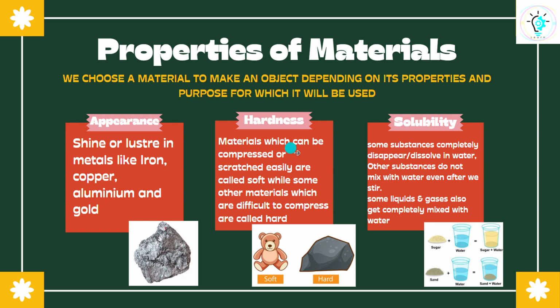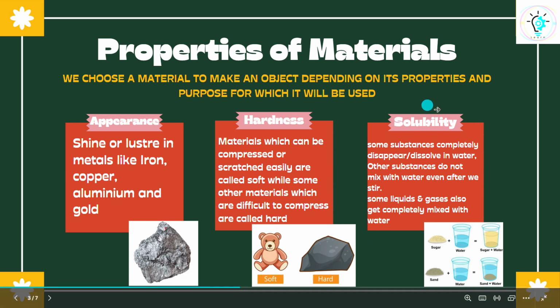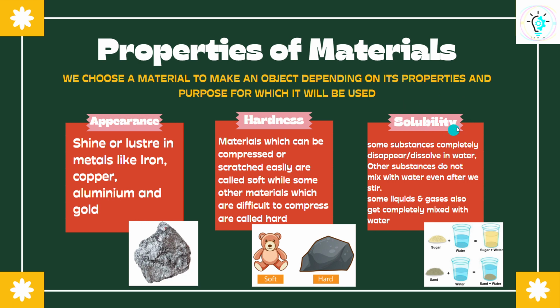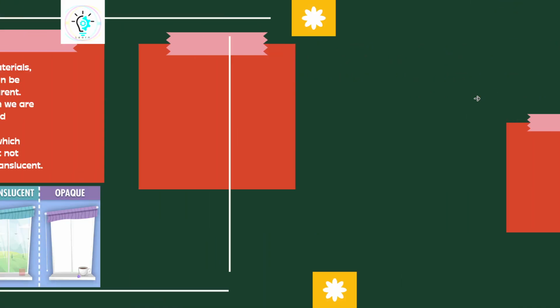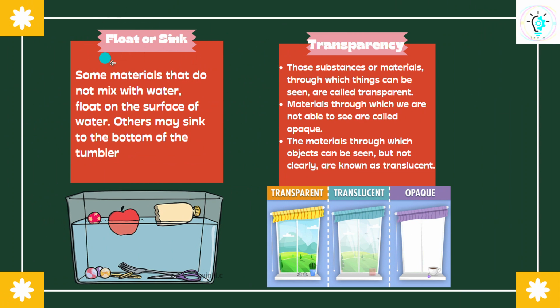Then hardness. Is the material hard or can it be stretched easily? Okay, so therefore materials can either be soft or they can be hard. The next property is solubility. Solubility means if we take the substance and try to dissolve it in water, does it mix with water or it doesn't mix with water? So for example, substances like sugar, when we mix with water, it completely dissolves to make a sugar solution, correct? But when we take, for example, sand and try to mix with water, the sand does not mix with water, correct?